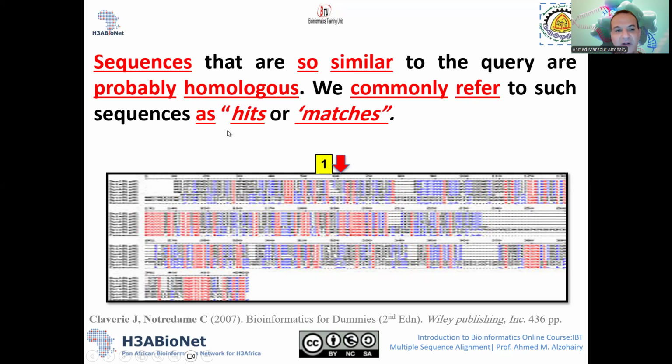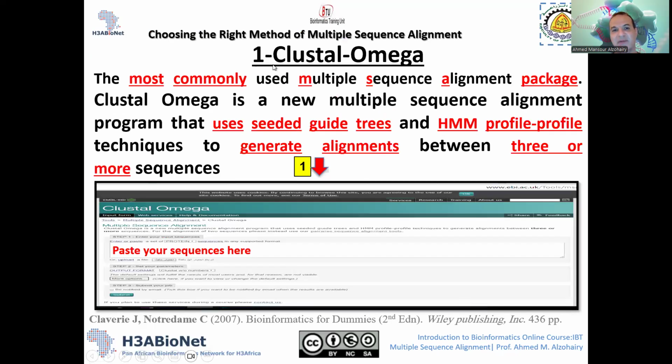So we commonly refer to these as hits or matches. This is the name you will find in the database, hits or matches. What we're looking for are homologs of your sequence. If you're doing a search using Clustal, for example, these hits or matches are the homologs for your sequence that could be used, as we said, in the multiple sequence alignment.